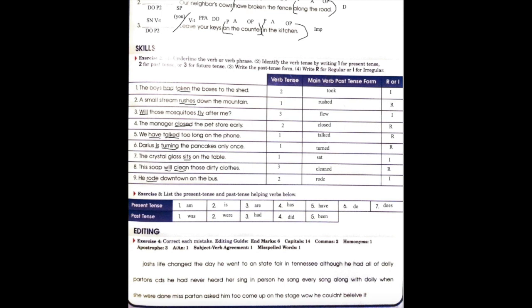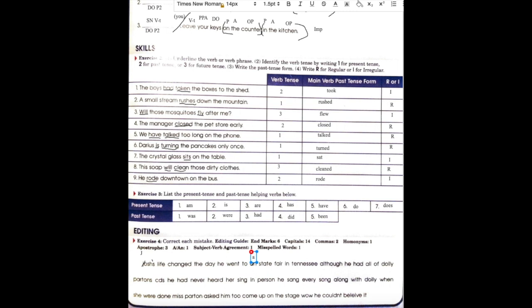All right, let's start at the beginning. Josh's life. Well, we need a capital here. So let's capitalize the J. And then, of course, we need an apostrophe here because we're showing possession. Josh's life changed the day he went to a state fair, not an. The word starts with a consonant, not a vowel. So we have to say A. A state fair in Tennessee.